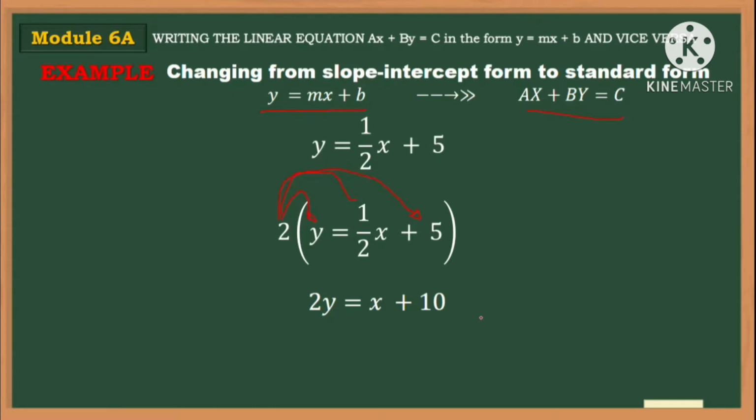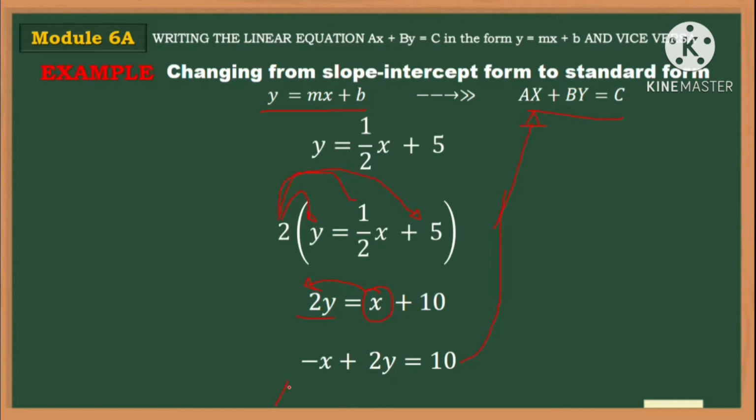Now, we're going to write this into this one. So therefore, we're going to transpose this x dito sa left side. So from positive, nag-across sa equal sign. So that is negative x. Then, plus 2y is equal to 10. Now, ito na ba ay standard form? Yes, very good. This is ax plus by is equal to c.